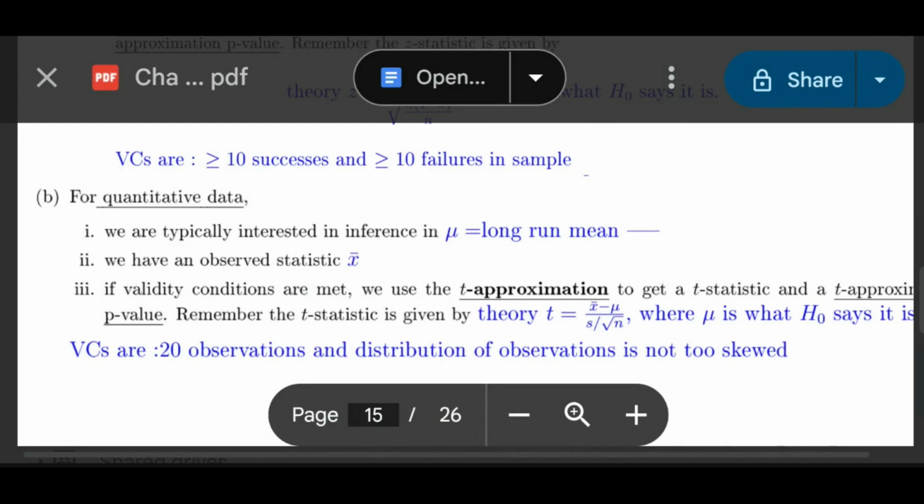Let me ask a question to the class, and I'm confident someone will know the answer. Why do the VC sound different for this? Why is there no success failure word here? Anyone can tell me why? This is a different VC. This is for quantitative data. Why is there no mention of successes and failures for the VCs? And why do the VCs sound different? Does anyone know why? Anyone want to try? Why do the VCs sound different in the case of quantitative data?